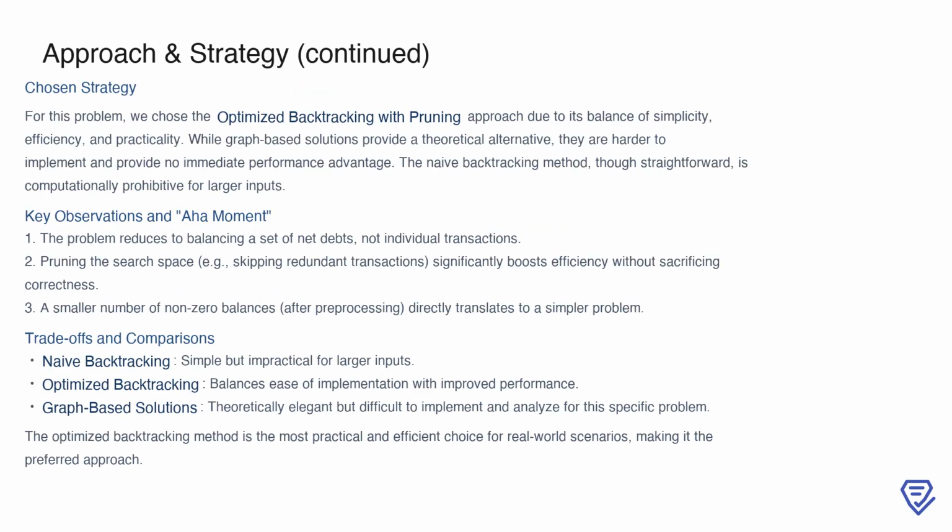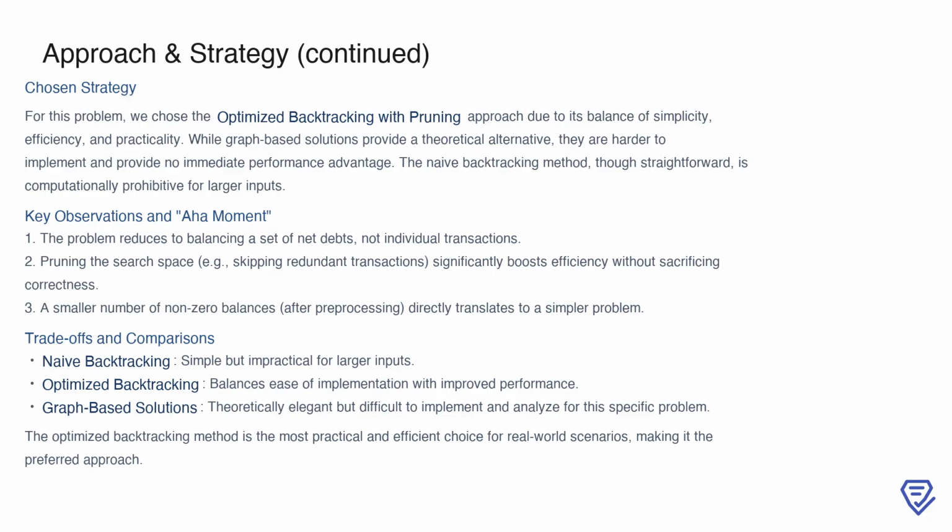After evaluating the different approaches, the chosen strategy for this problem is the optimized backtracking with pruning method. This approach strikes the best balance between simplicity, efficiency, and practicality. While graph-based solutions offer a theoretical alternative, they're more complex to implement and don't provide a significant performance advantage for this specific problem. On the other hand, the naive backtracking approach, while easy to implement, becomes computationally prohibitive as the input size grows. There were a few key insights, or aha moments, that informed the decision to use optimized backtracking.